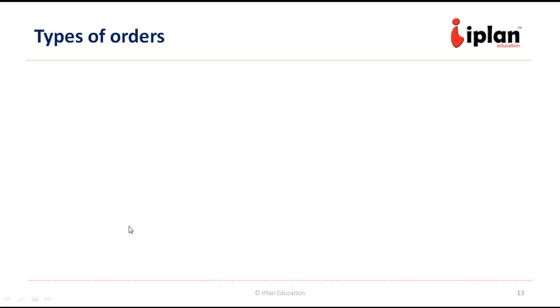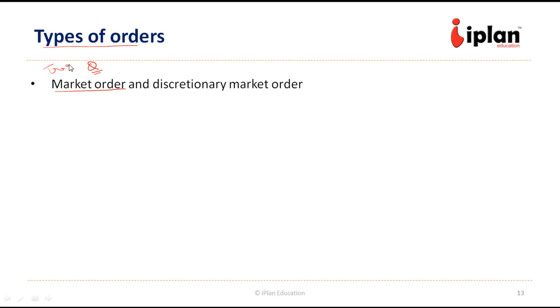Now let us move to the next concept, which is the types of order. So in the market there are different kinds of orders. Each of them has a different purpose to facilitate the objective of the trader. So one order is the market order, where the quantity is given by the trader but the price is not given. Price is just the market price. So whatever will be the price available, the order will be executed at that.